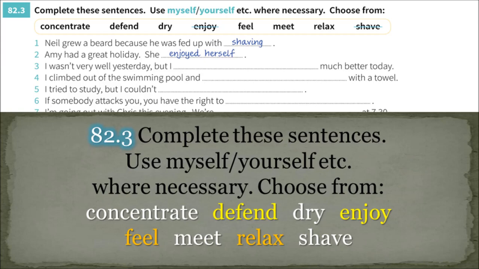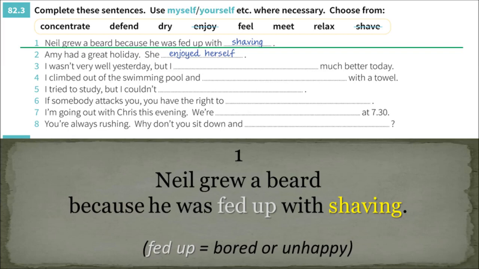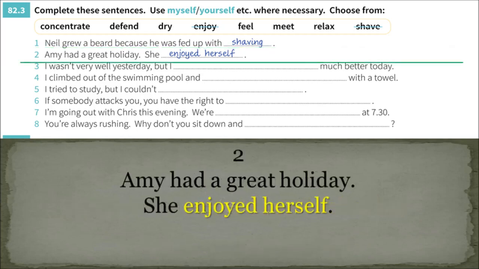82.3. Complete these sentences. Use myself, yourself, etc. where necessary. Choose from concentrate, defend, dry, enjoy, feel, meet, relax, shave. Neil grew a beard because he was fed up with shaving. Amy had a great holiday. She enjoyed herself.